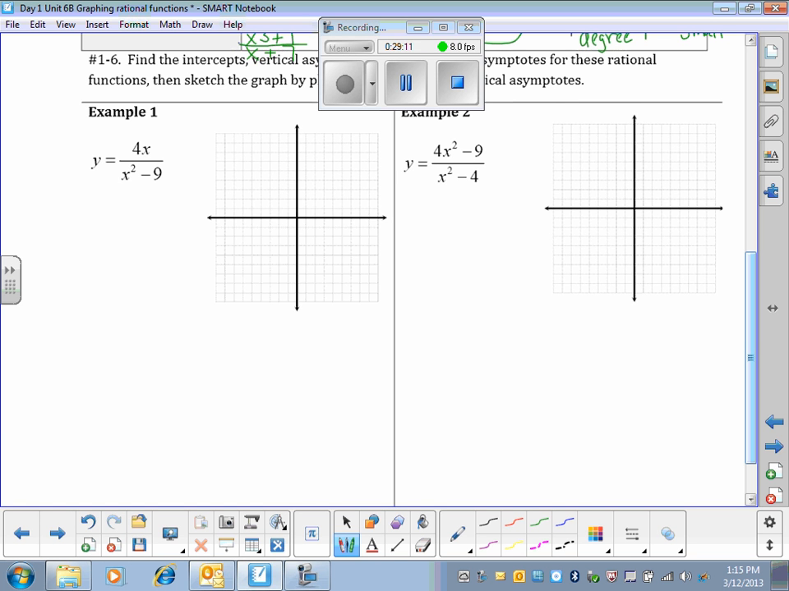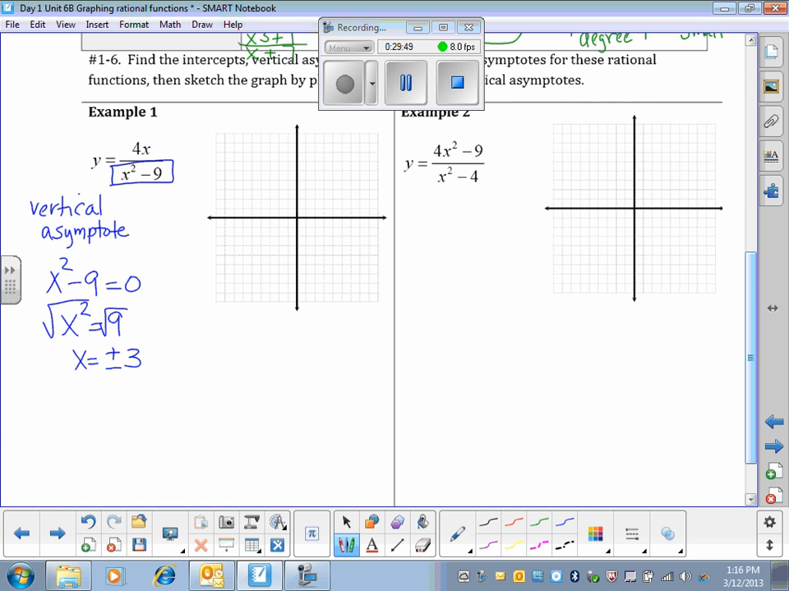So I'm going to start with the vertical asymptote. To get the vertical asymptote, remember, you just take the denominator and set it equal to 0. And then you solve for x. So you're going to add 9 to both sides. Get x squared equals 9. Take the square root. You get x is equal to plus or minus 3.